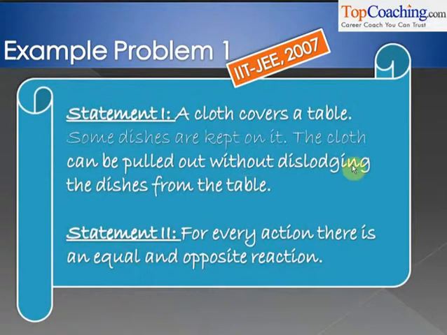Statement 1: A cloth covers a table. Some dishes are kept on it. The cloth can be pulled out without dislodging the dishes from the table. Statement 2: For every action, there is an equal and opposite reaction. So well, what do we mark? Is the answer option A, B, C or D?